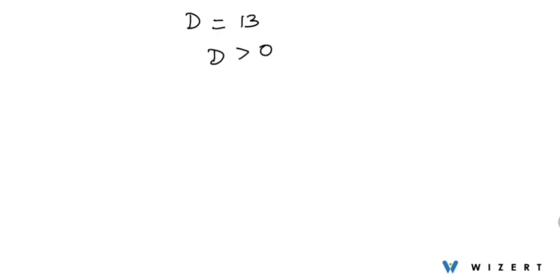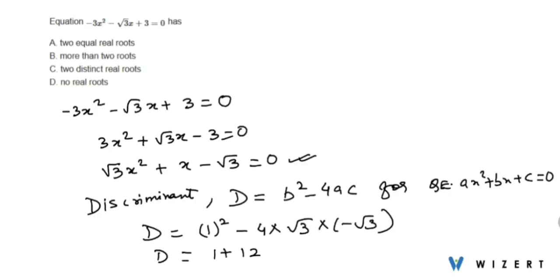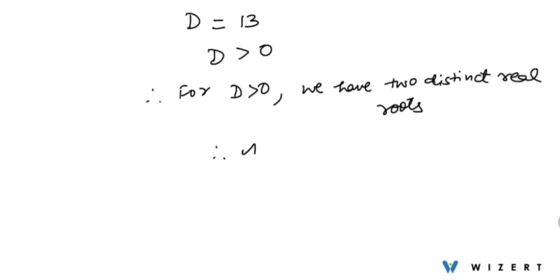So D is greater than 0, and we know that for D greater than 0, we always have two distinct real roots. So let us check the option now. Two distinct real roots is option C. Hence we can say that the answer is option C.